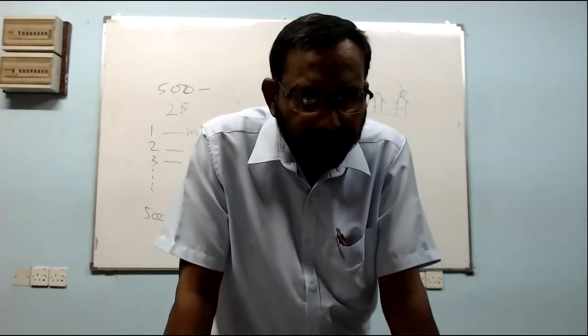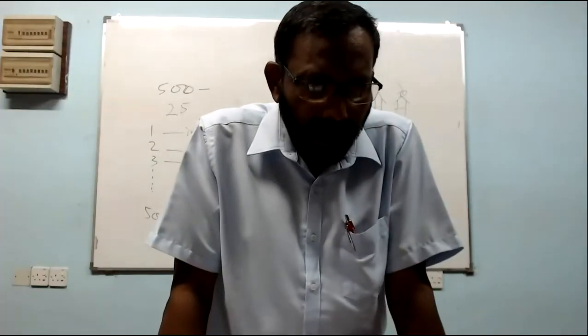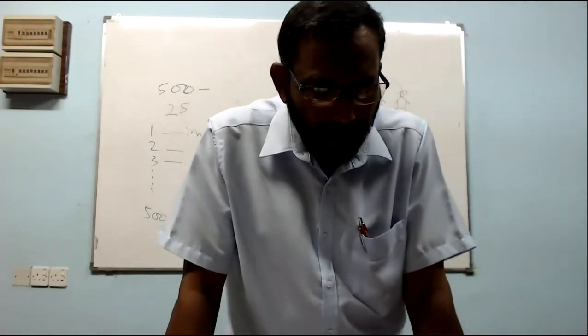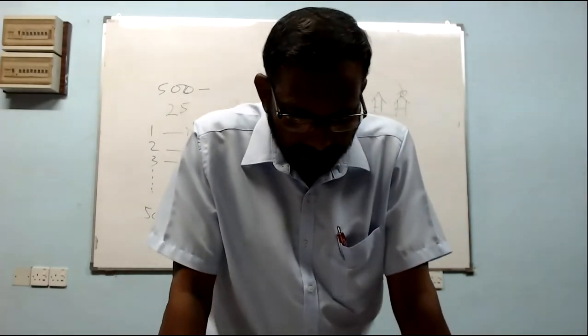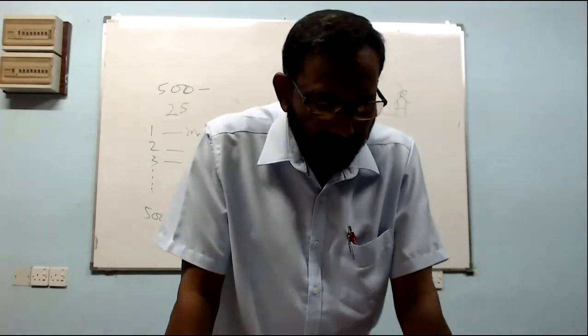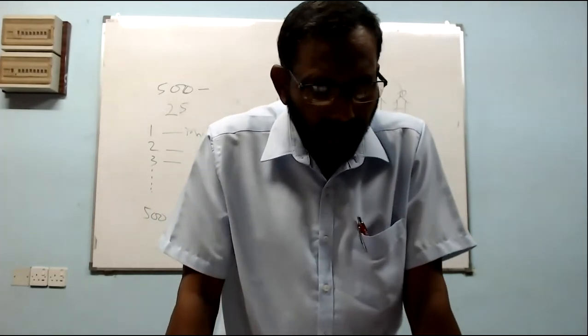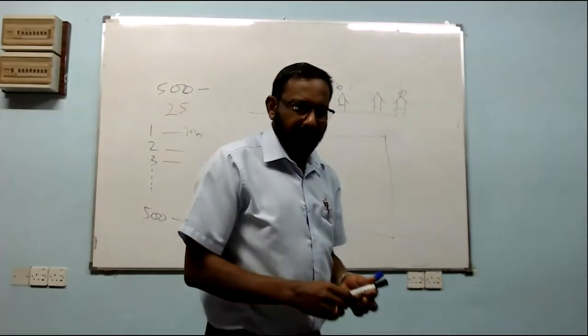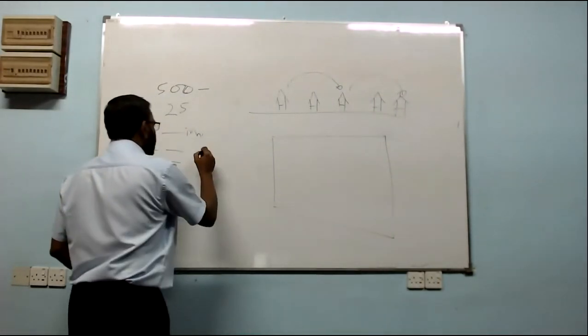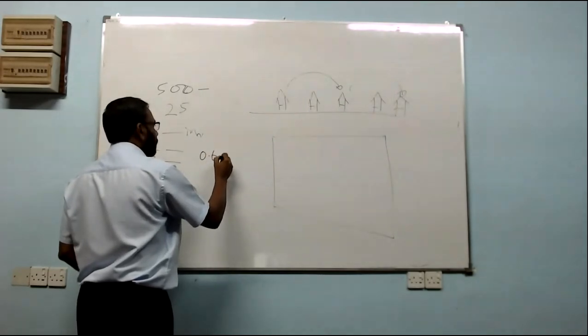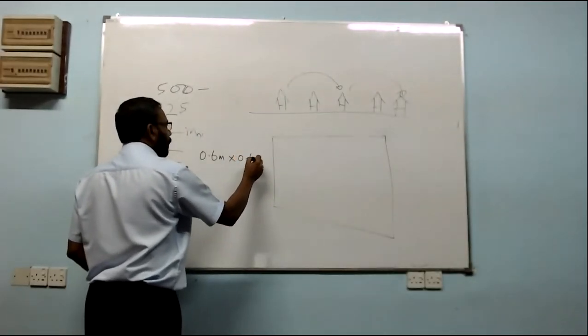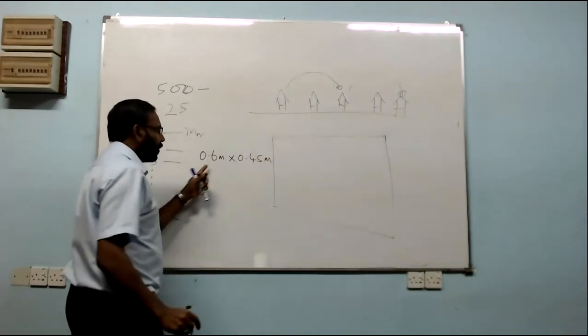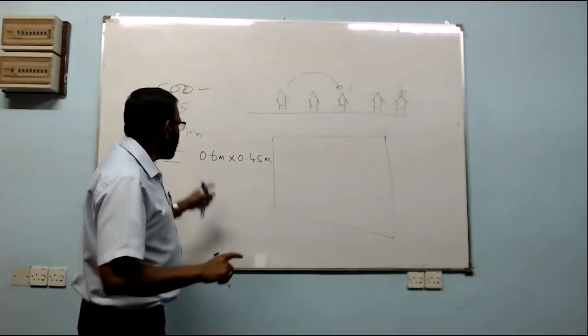16 to 45. 30. I couldn't hear. 60 to 45 centimeter. 60 into 45. Yeah. So roughly, what is the square meter? 60 is 0.6 meter into 0.45 meter. So roughly about, can somebody calculate and tell me exactly what is the value?